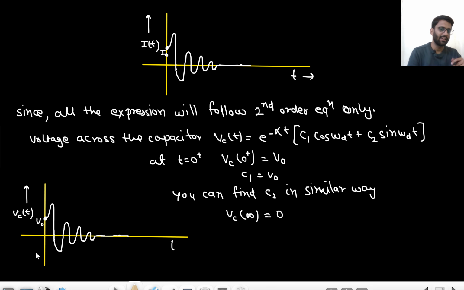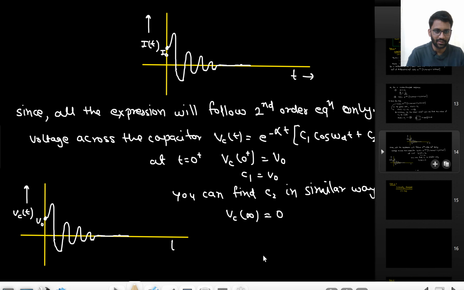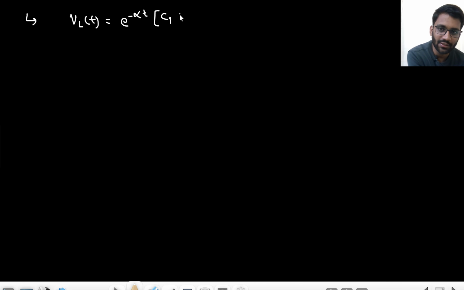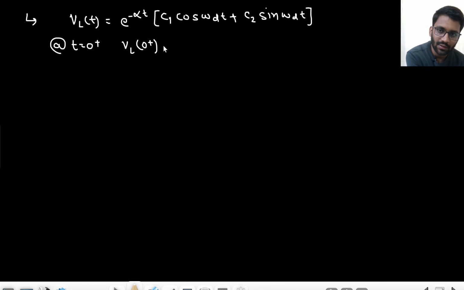So all the parameters will follow this kind of equation. v_L(t) as well: e to the power minus alpha t, C1 cos omega d t plus C2 sin omega d t. You can also write that for v_R(t). So shall we write for v_L(t) as well? Okay, one more page. Now your v_L(t) would be e to the power minus alpha t, same equation, but C1 and C2 will be different. At t equals 0, what is the value of v_L(t)? Tell me.